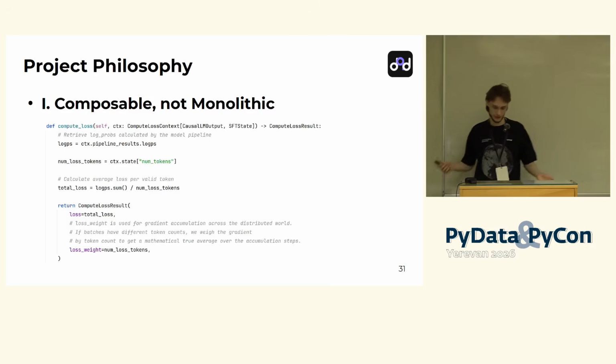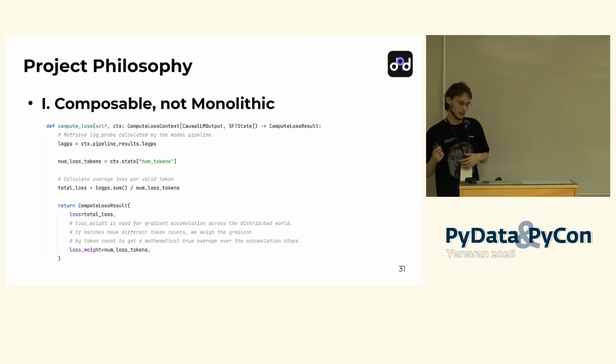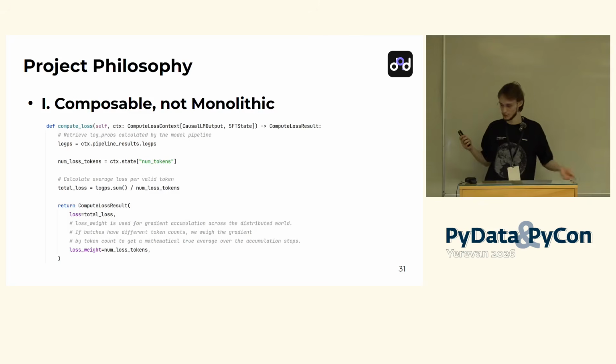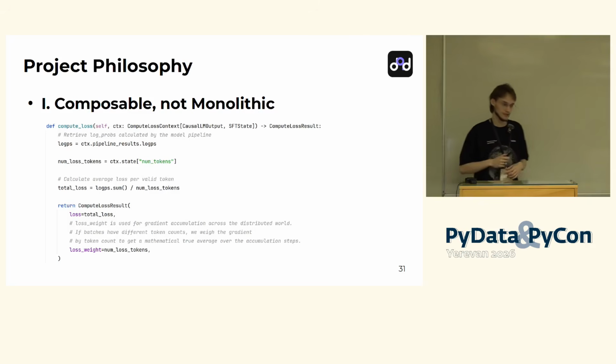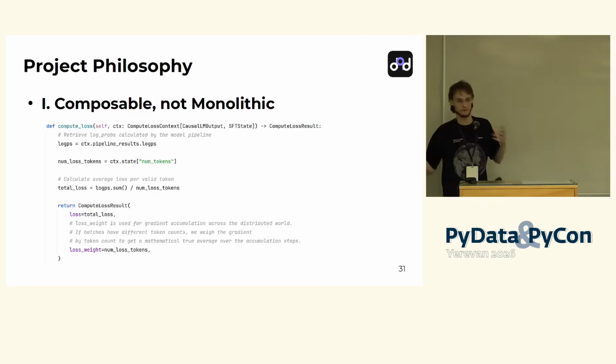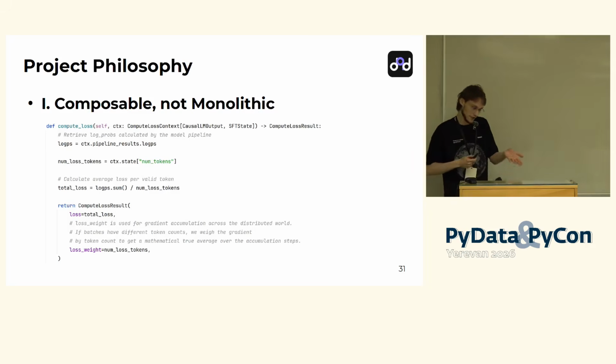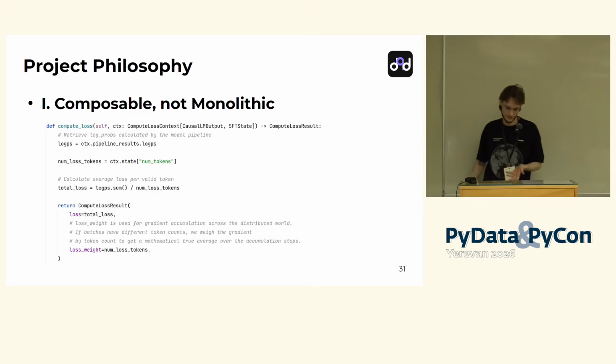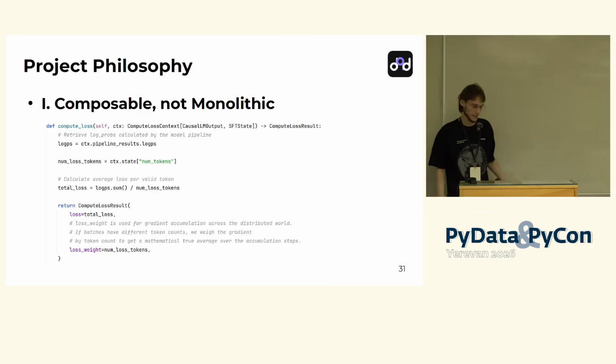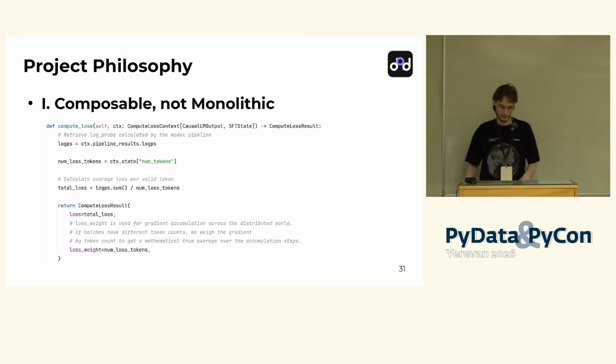Our models, when provided labels, return log probas for target tokens. So you can compute cross entropy, you can compute DPO loss, GRPO loss, and all of them. Here we just compute cross entropy by summing these log probs and dividing by the amount of tokens. Also, an important thing to note is that we support weighting losses.